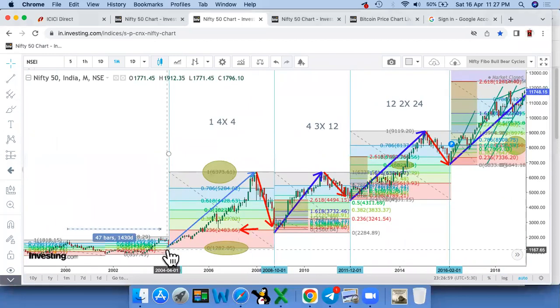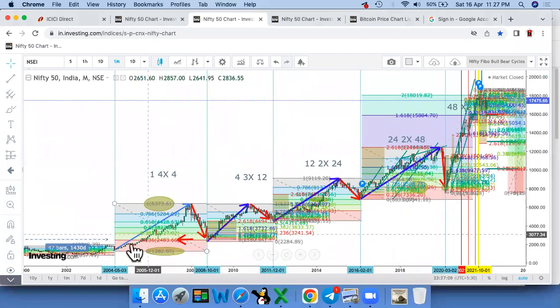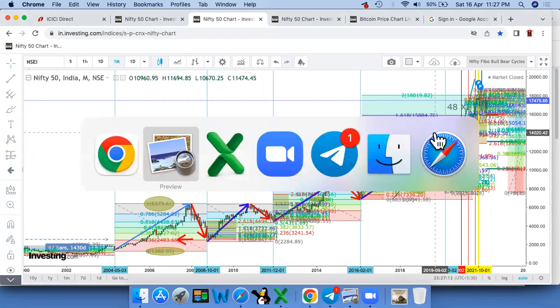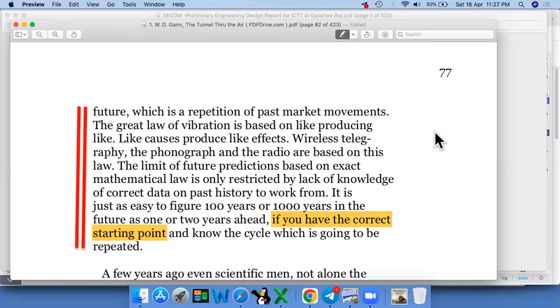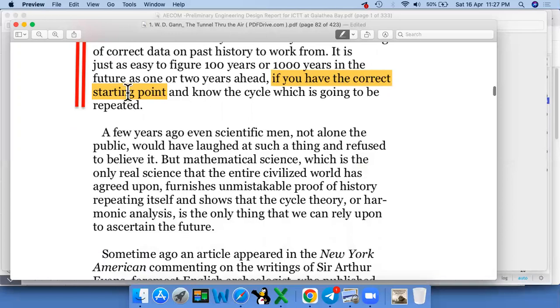So you find a low, you get a high, again a low, again a high, low, high, low, high, low. But this is more of a descending way where it progresses further, right? So that is what we interpret as the law of vibration. There is a different book on the law of vibration; probably you can Google it and read that if it is of interest to you. Again, he is talking about having the correct starting point.